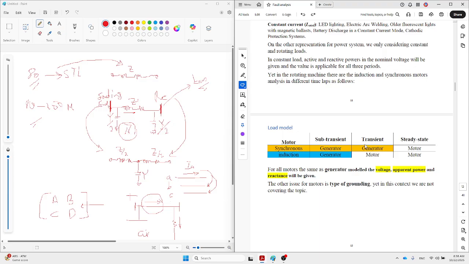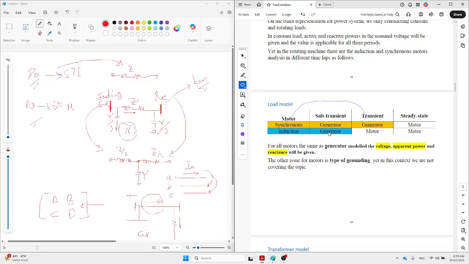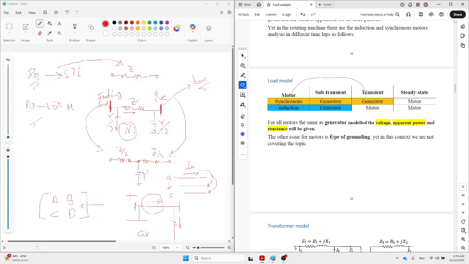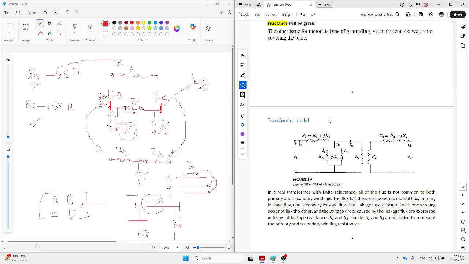Finally, during the transient period, only the synchronous motor is considered as a generator. So keep this table in your mind, because we will also use it during the exam.